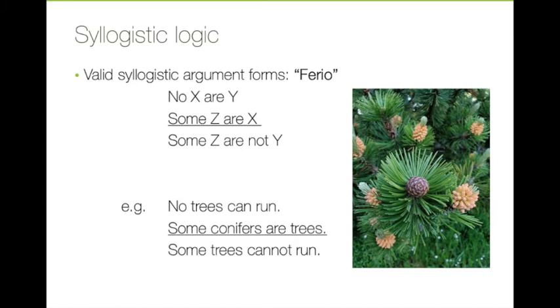So in this one, X is substituted with trees, Y is substituted with can run, and Z is substituted with conifers. And here's a silly instance. No trees can run. Some conifers are trees. Some trees cannot run. A ridiculous and not very useful, but nevertheless valid argument.